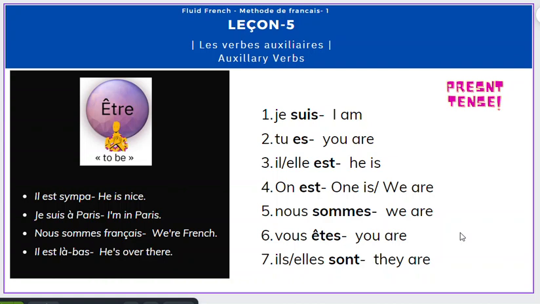So be is the main verb, and all that we say, am, are, were, was, they are all forms of the verb be. So what is conjugation? Conjugation is nothing but a verb, a main verb, changing its form as per the tense and the subject.